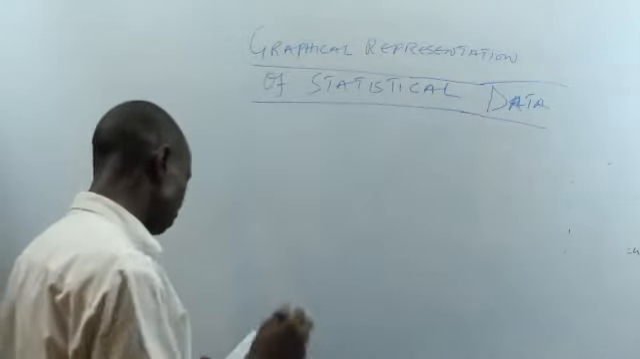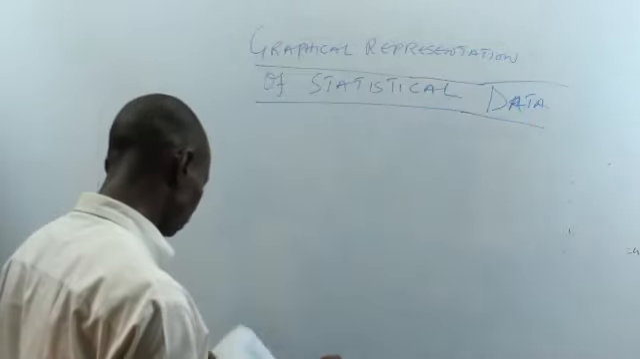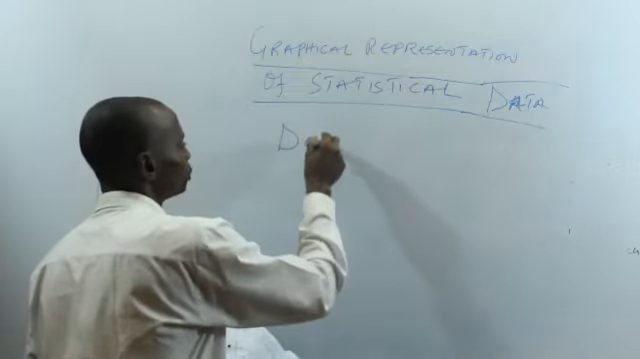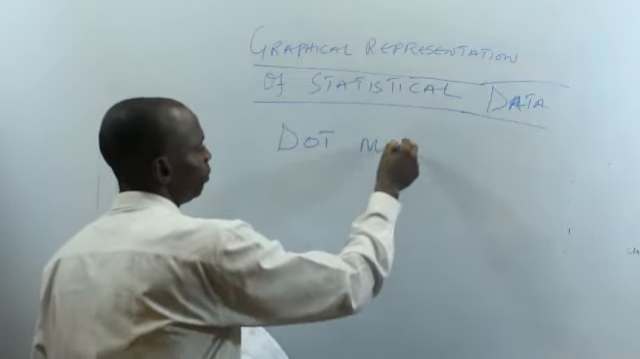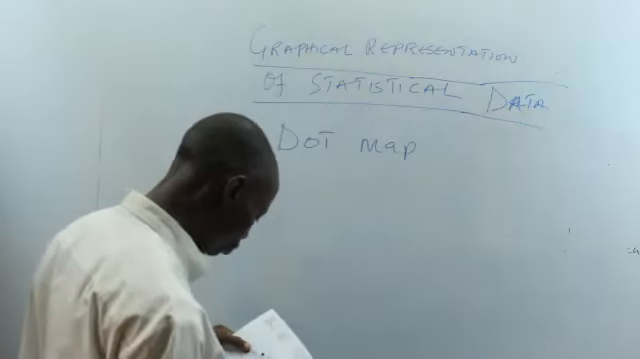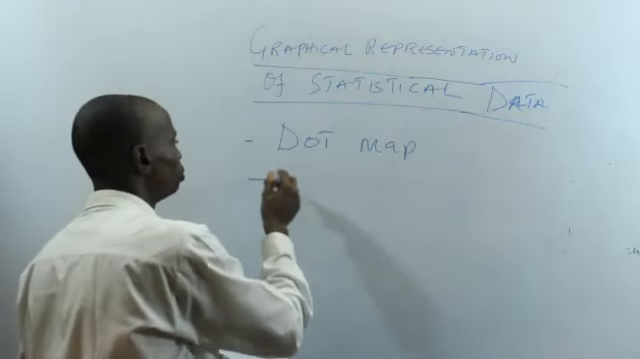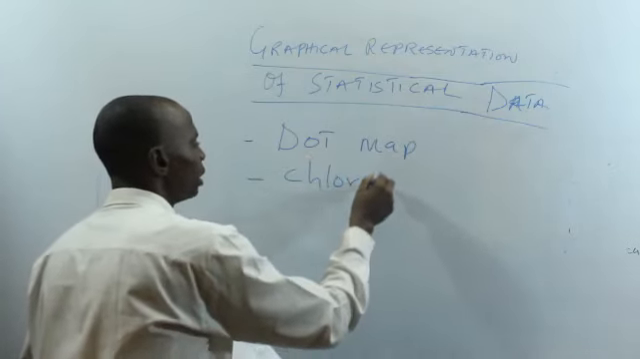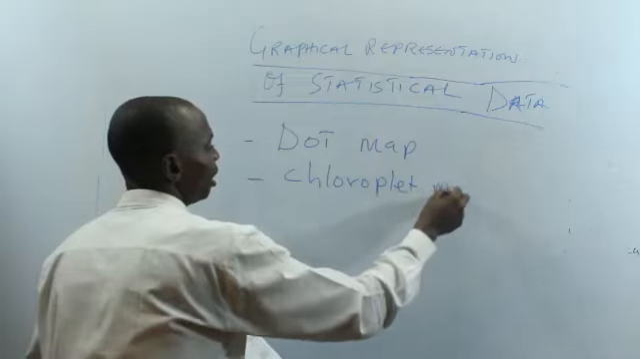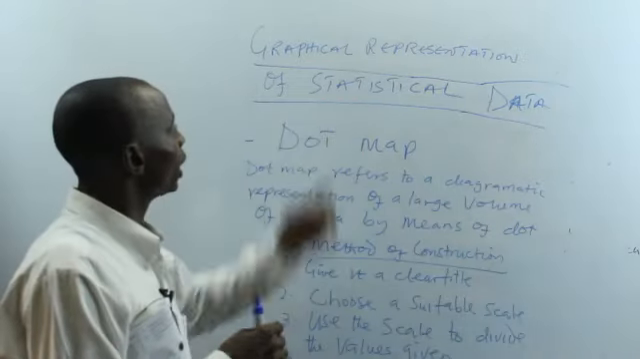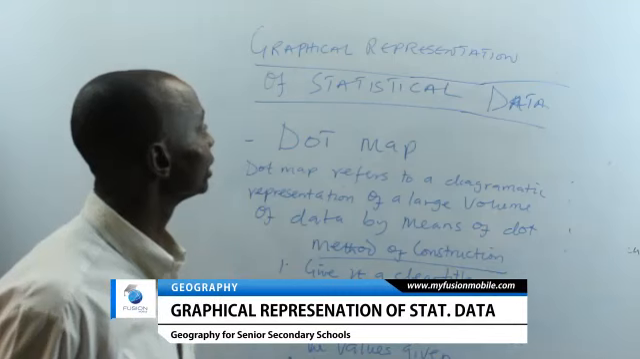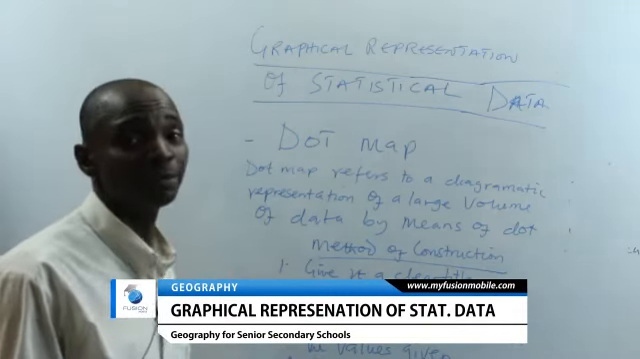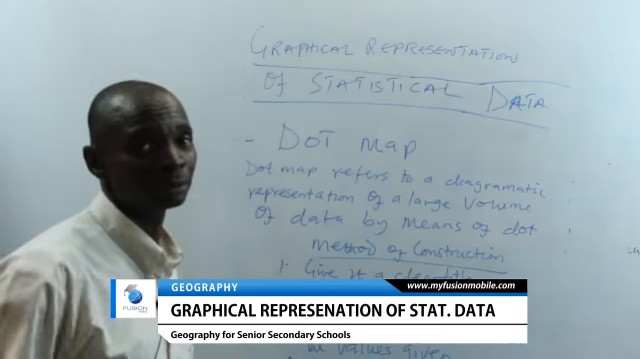We are going to look at number one, the dot map. Then number two, we are going to look at the Choropleth map. We say that we are using graphical representation of statistical data to represent some variables on the map.